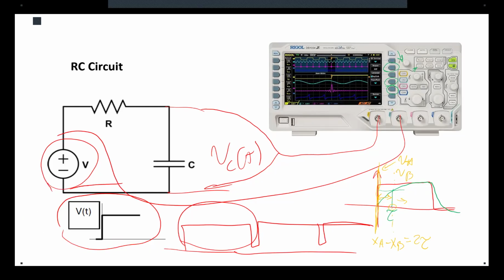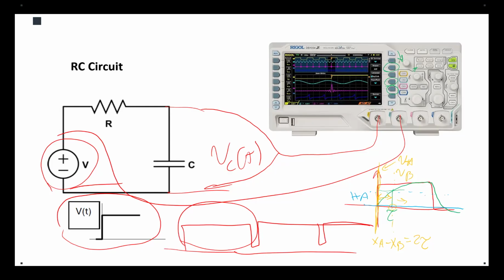Now, as I mentioned, you have another set of cursors. So you have two horizontal ones. Again, use the horizontal A as a reference value for your voltage. So you would put your horizontal A at the 0 voltage that you see in your waveform. Now you can use the B to move basically between the different values of the voltages.